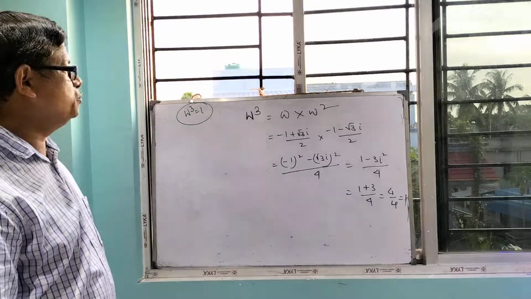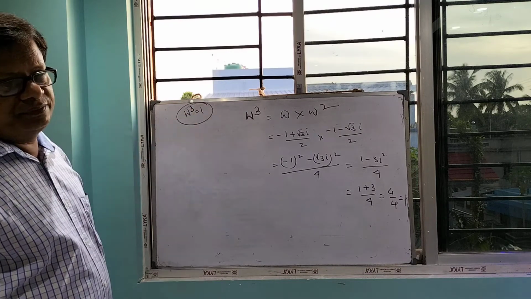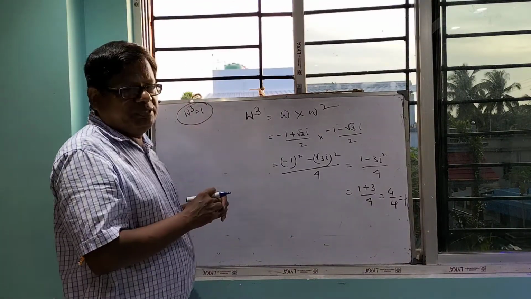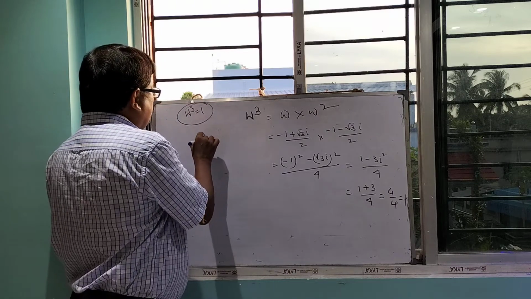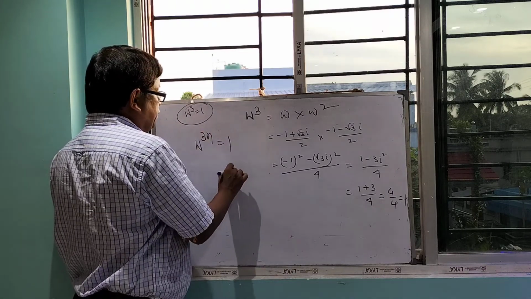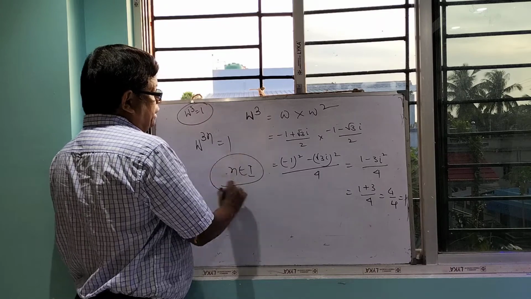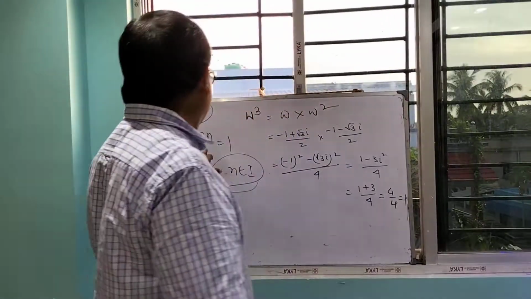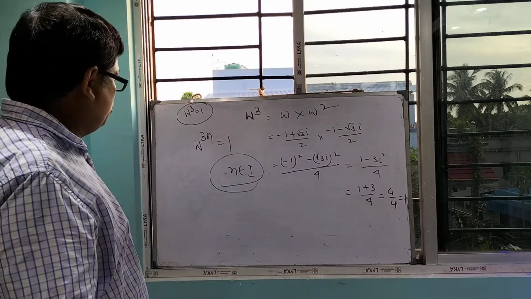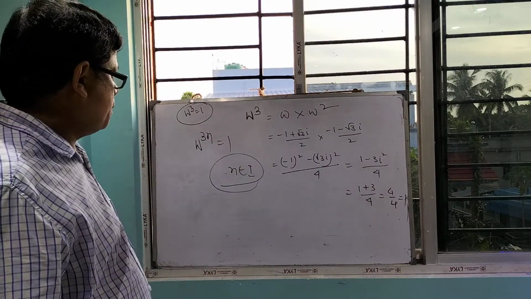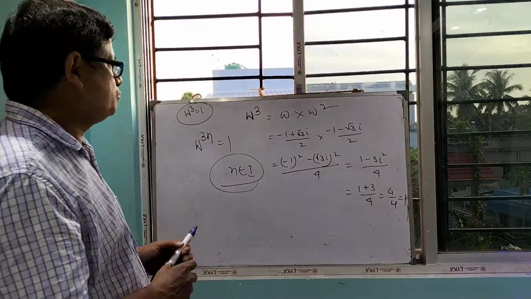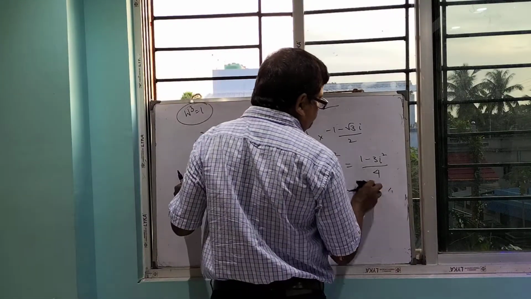So remember, omega cube equals 1. For a multiple of 3, omega to the power 3n equals 1, n being any integer. Any value of n, 1, 2, 3, 4, 5, etc., you put here, you will get 1. So remember, omega cube equals 1.